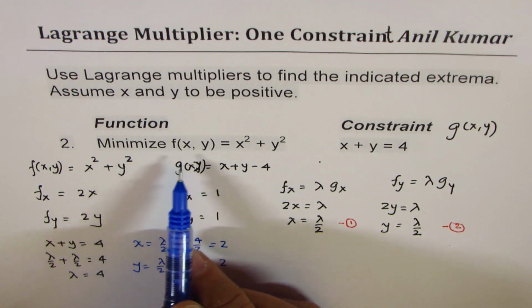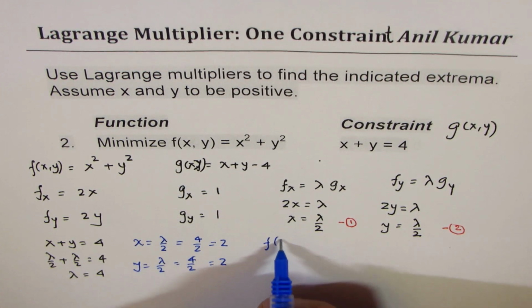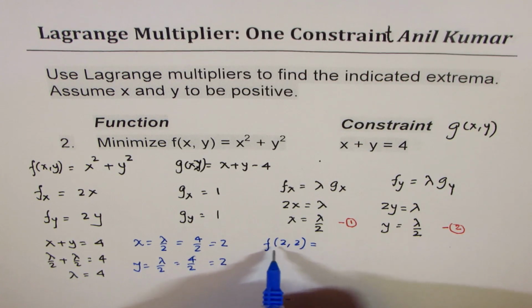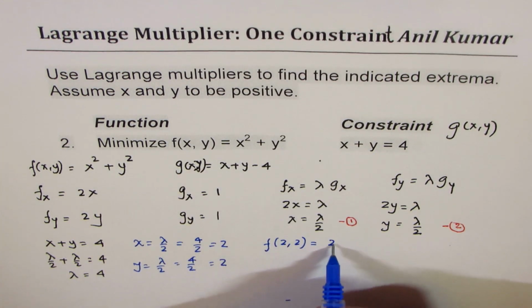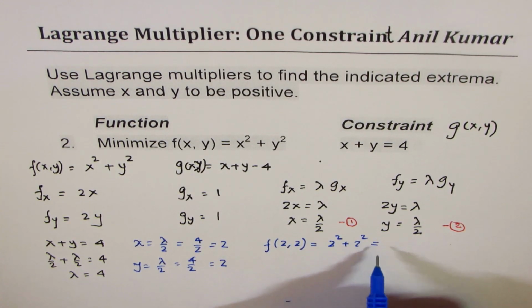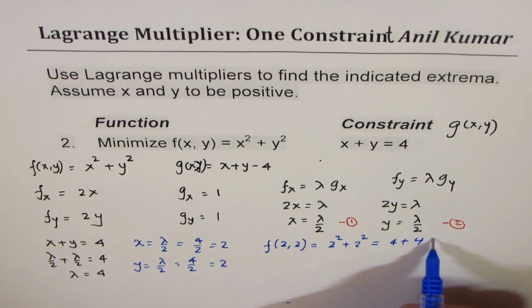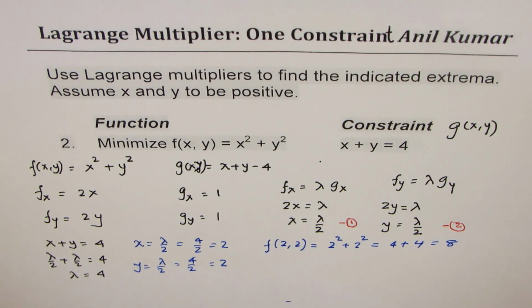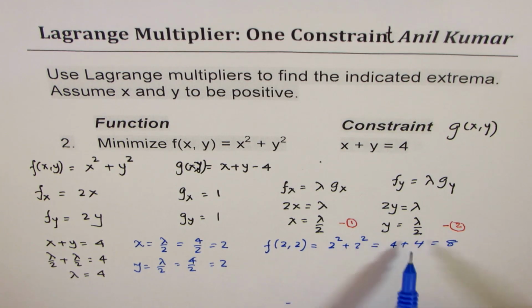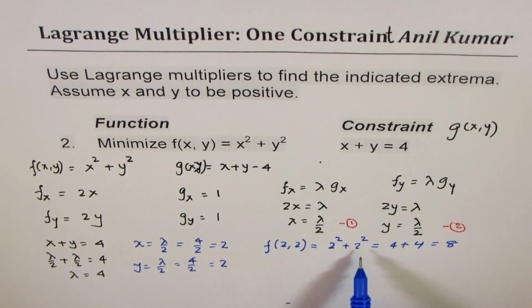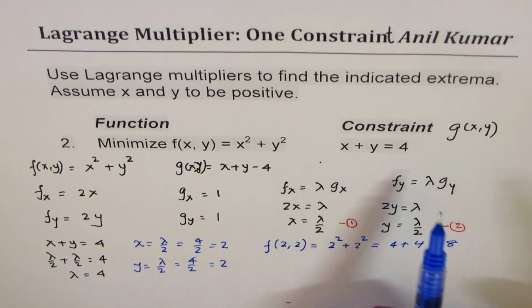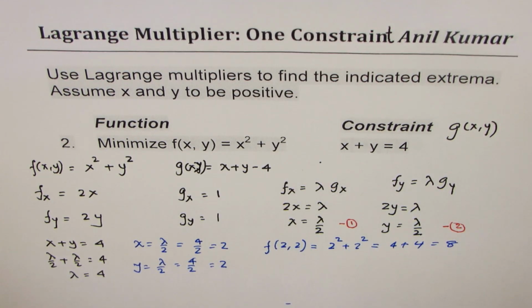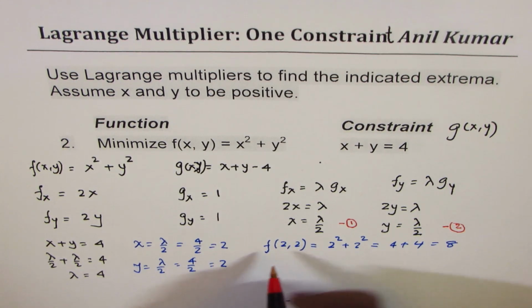Well, let's find the value of this function at 2, 2. So if I write 2 and 2, I get 2 squared plus 2 squared, which is 4 plus 4, which gives me the value of 8. So that becomes the value for the function when I'm considering the values of x and y as 2 and 2. Now if I don't consider 2 and 2, then let me check whether it is really a maximum or not, or minimum or not, right?